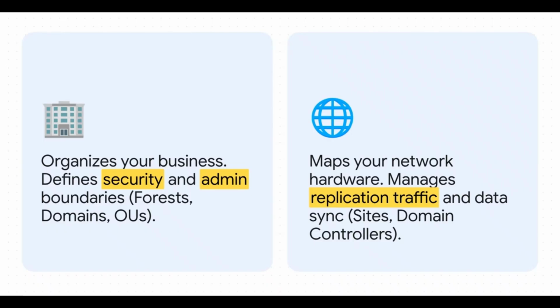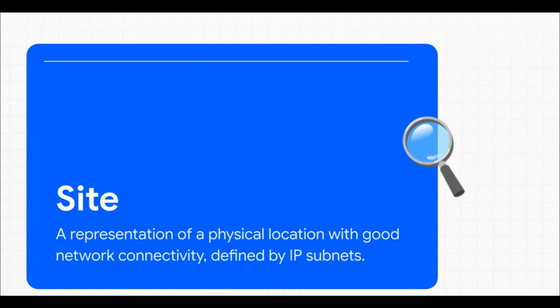Now, this is a really crucial distinction to understand, maybe the most common point of confusion. The logical structure is all about how your business is organized on paper, your departments, your regions. The physical structure is about where your network hardware actually lives in the real world. One defines what you're managing, and the other defines where it is, and more importantly, how data can get there efficiently. The main building block of the physical structure is called a site.